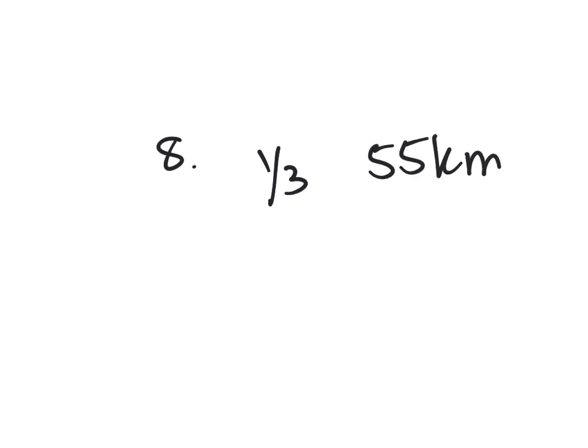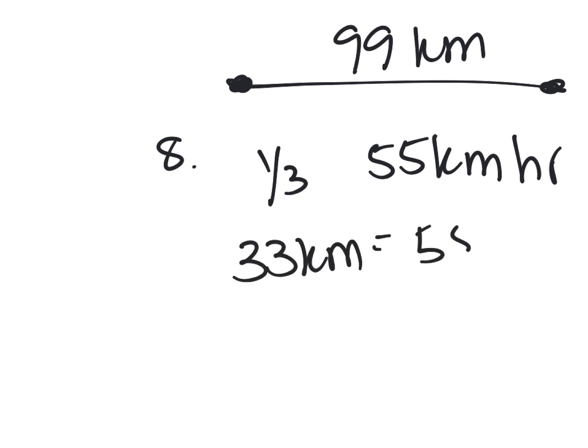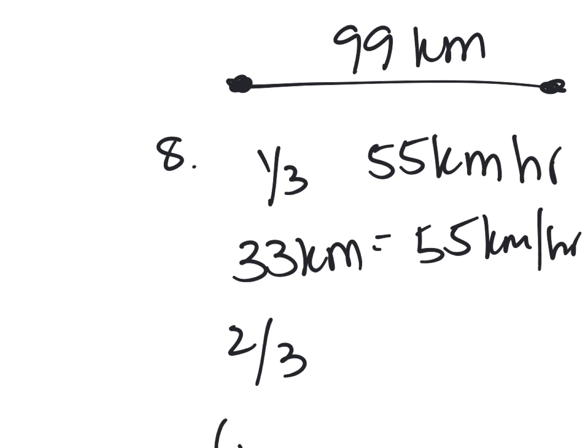Number 8 is a little different. It says a third of the way there, they're traveling at 55 kilometers an hour. And the length, by the way, is no longer 100 kilometers. It's 99 kilometers. So a third of the way would be 33 kilometers being traveled at 55 kilometers an hour. And 2/3 of the way, which is 66 kilometers, is being traveled at 25 kilometers an hour.